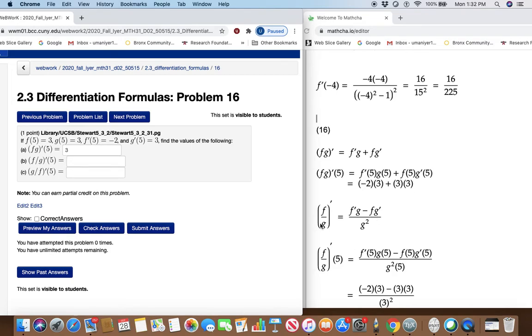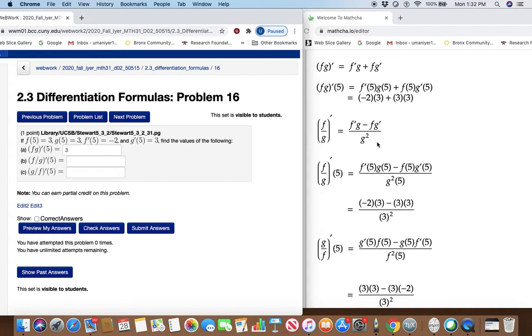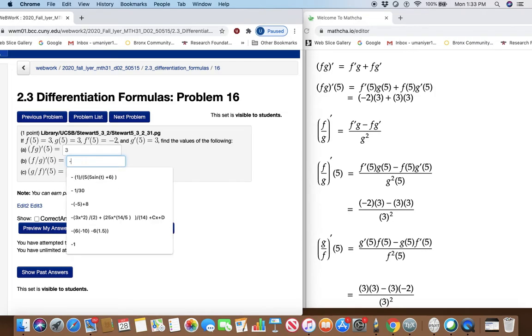Quotient rule. Denominator squared, derivative of the top, denominator as it is, minus numerator as it is, derivative of the bottom. When I evaluate it at 5, this squared, g of 5 is 3 squared, numerator f prime negative 2, g 3 minus f at 5, g prime. So all of this, what is this? Negative 6, negative 9, minus 15 over 9. Negative 6 minus 9. So 3 goes in both if you like. So negative 5 over 3.